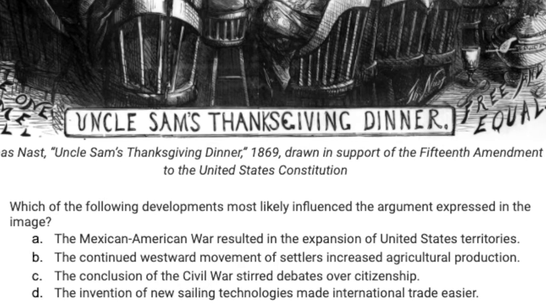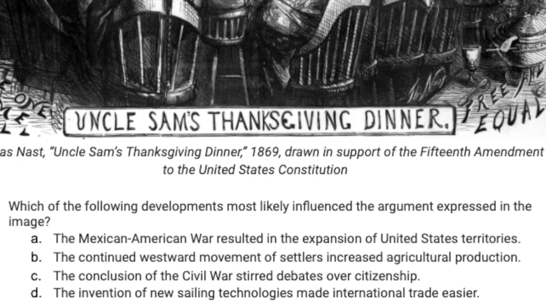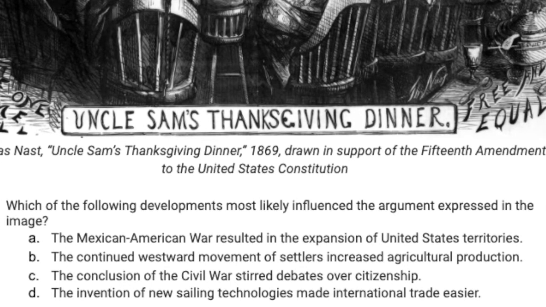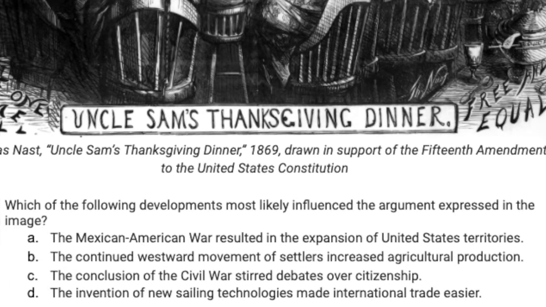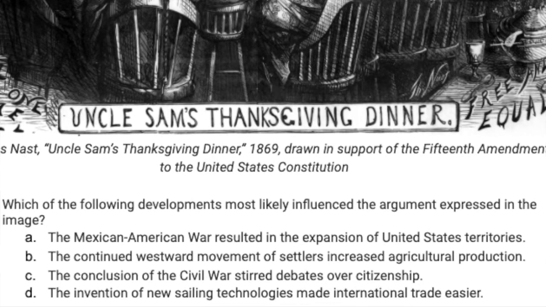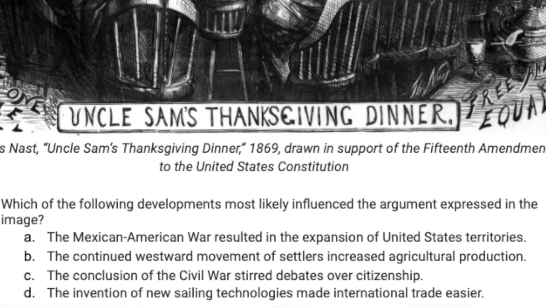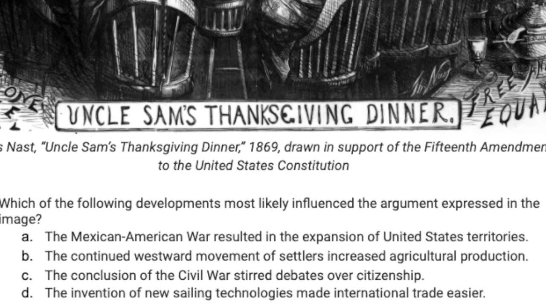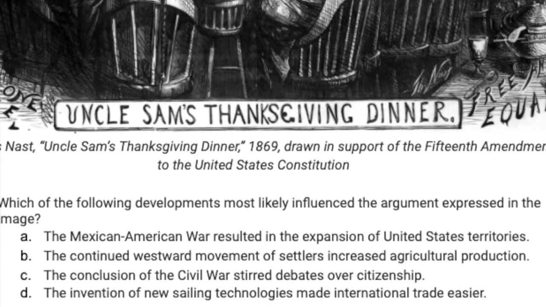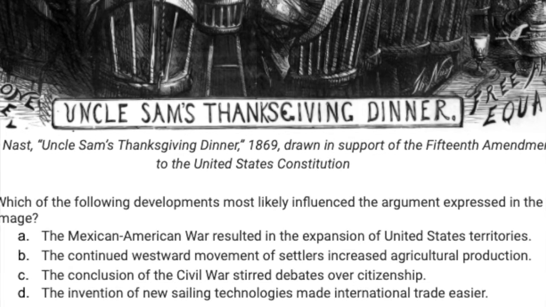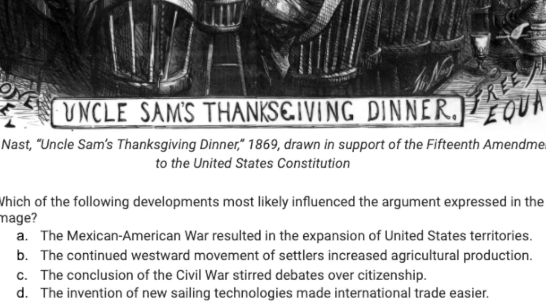A is tricky because though the statement is factually correct, historically speaking, the Mexican-American War is further removed from the 15th Amendment, and so it wouldn't have as much of an impact as the conclusion of the Civil War, stirring debates over citizenship. The continued westward movement of settlers increased agricultural production for sure, but that doesn't exactly have a whole lot to do with issues over citizenship, which would have inspired Thomas Nast to have drawn this in 1869.